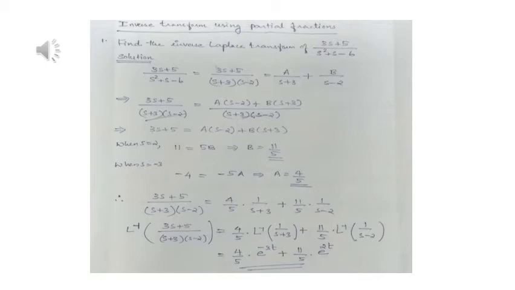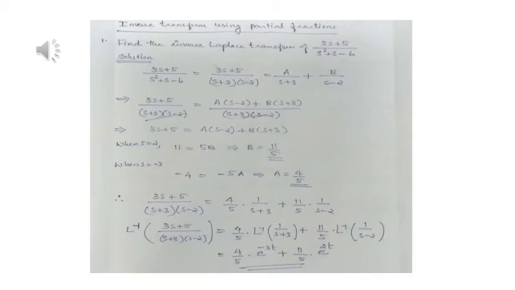So when s is equal to 2, b is equal to 11 by 5, and when s is equal to minus 3, a is equal to 4 by 5. Now substitute this in the first equation, that is 3s plus 5 is equal to a into s minus 2 plus b into s plus 3. Or put that a and b in 3s plus 5 by s plus 3 into s minus 2 is equal to a by s plus 3 plus b by s minus 2. So instead of a it is 4 by 5 into 1 by s plus 3 plus b, 11 by 5 into 1 by s minus 2.